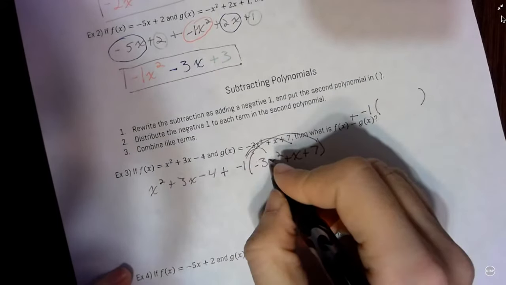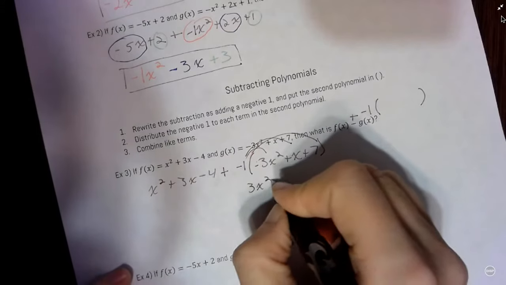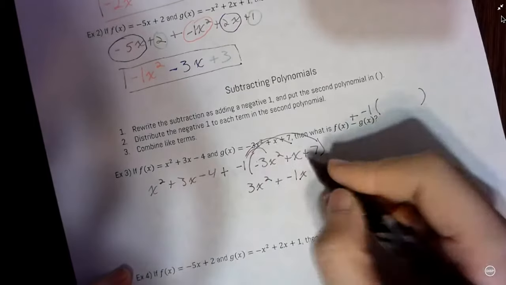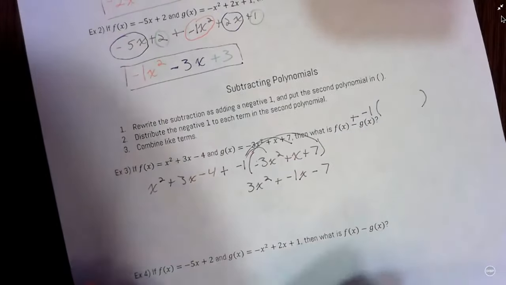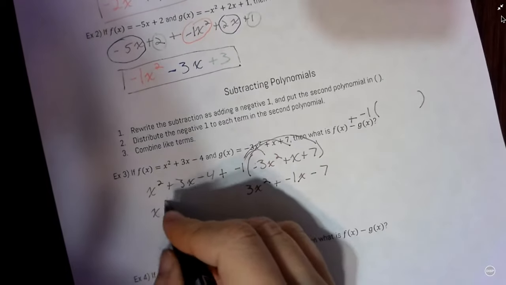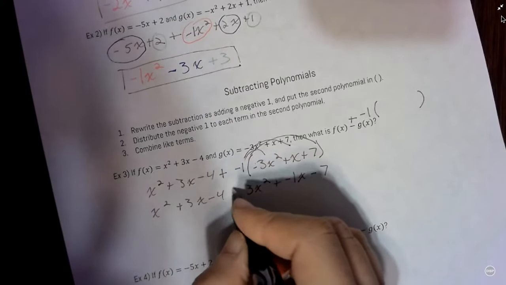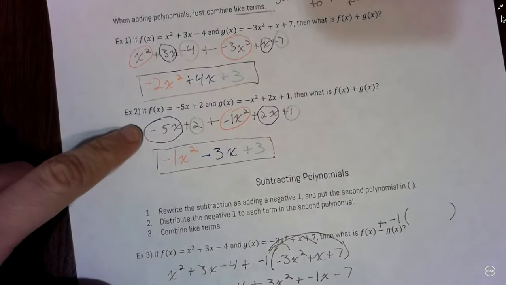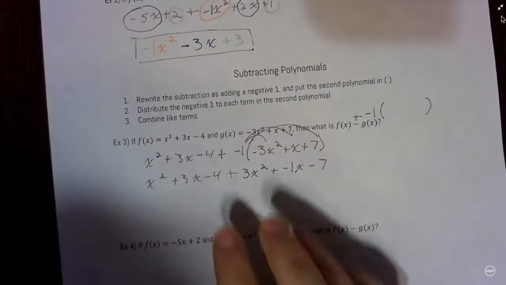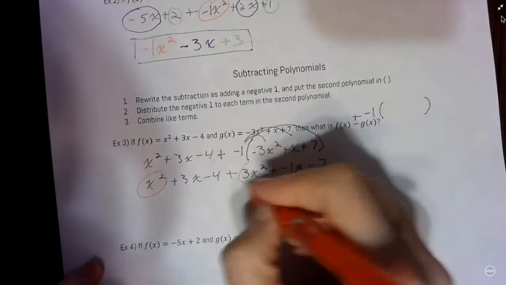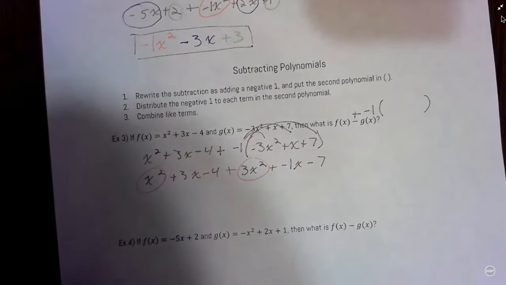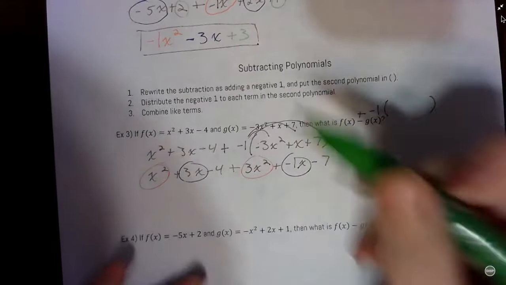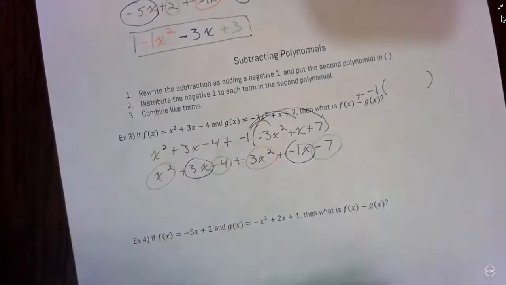So that negative 1 times negative 3x squared is just 3x squared. Negative 1 times x is negative 1x. And negative 1 times 7 is negative 7. And then go ahead and write the first one. Okay, so now it's an addition problem. So you just combine like terms. So x squared and 3x squared are like terms. 3x and negative 1x are like terms. And negative 4 and negative 7 are like terms.